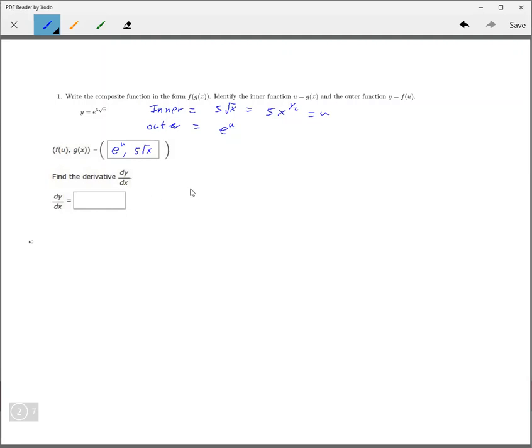And then to find the derivative, okay, so remember it's the derivative of the outer function, which is just itself, but applied at the inner function, I'm sorry. Okay, so that's dy du. That's the derivative with respect to u, which is just this. And then you put the u back in. You put that 5 root x back in for the u. Times the derivative of this part. So pull the 1/2 down, that's 5/2, x to the negative 1/2.